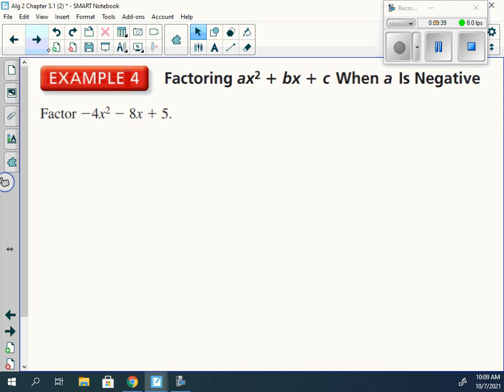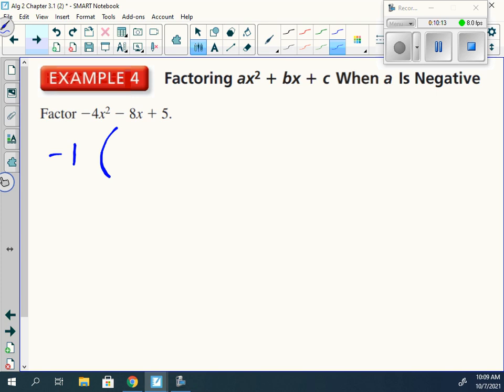So let's look at this here. Factor -4x squared minus 8x plus 5. Is there a greatest common factor between -4, -8, and 5? No, but there is one that I want to pull out, not just 1, but negative 1. Let's see what happens when I pull out a negative 1.